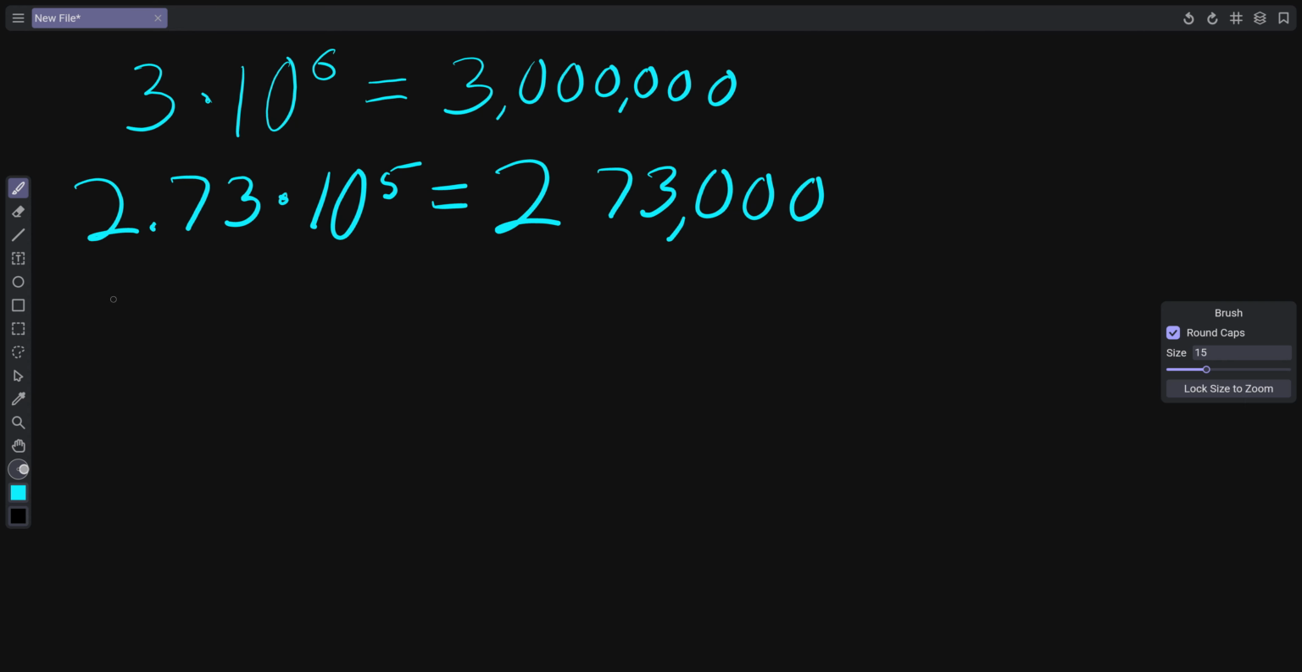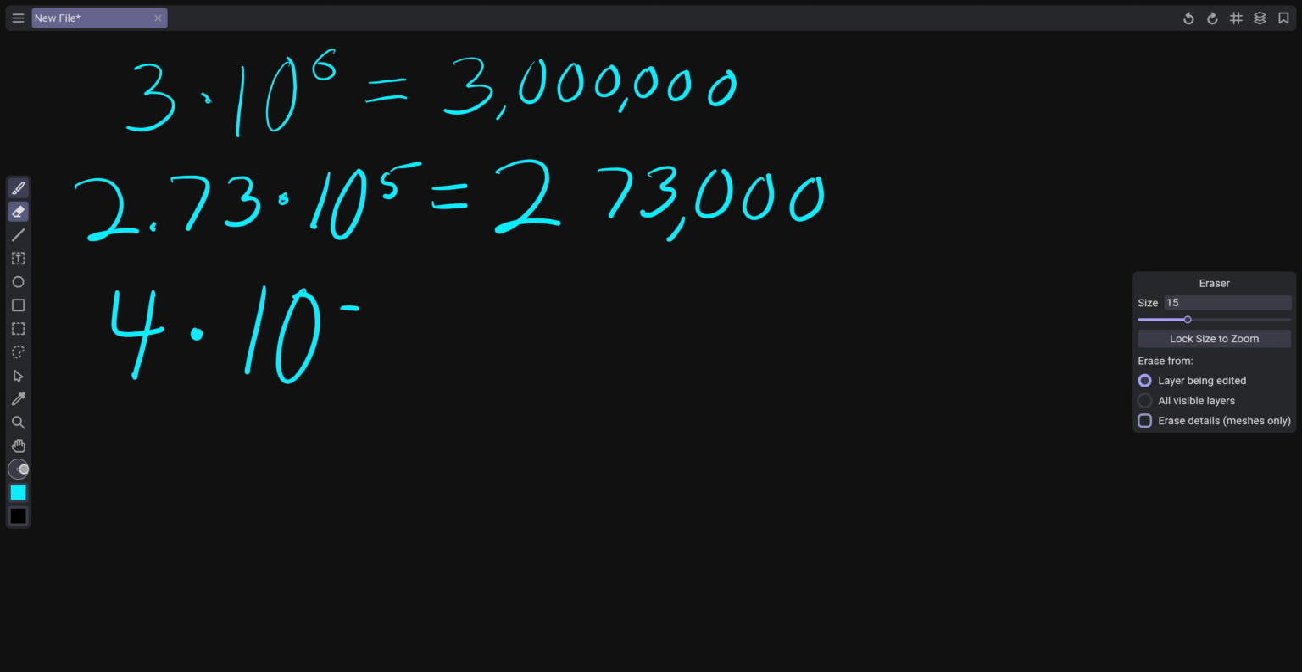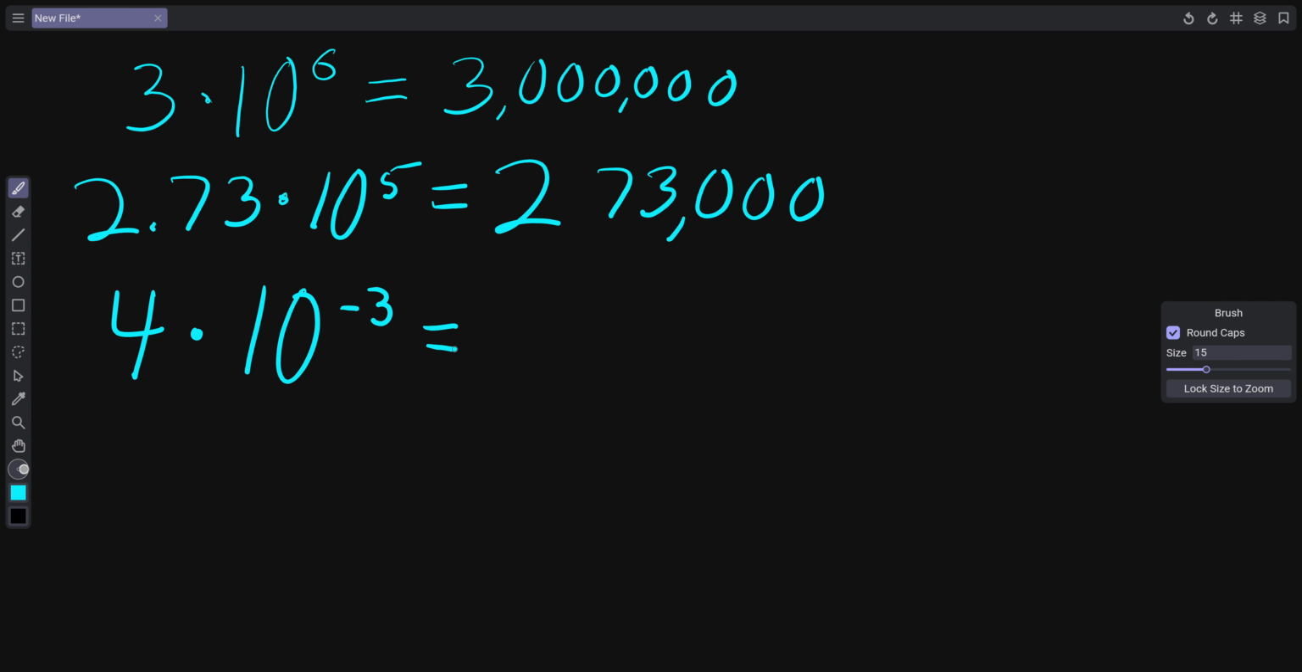But what if we had something like this? What if we had 4 times 10 to the negative 3rd power? Just make that 3 a little clearer. For some reason I have a hard time writing down 3s. Anyways, we would take a very similar approach, but we would start over here.